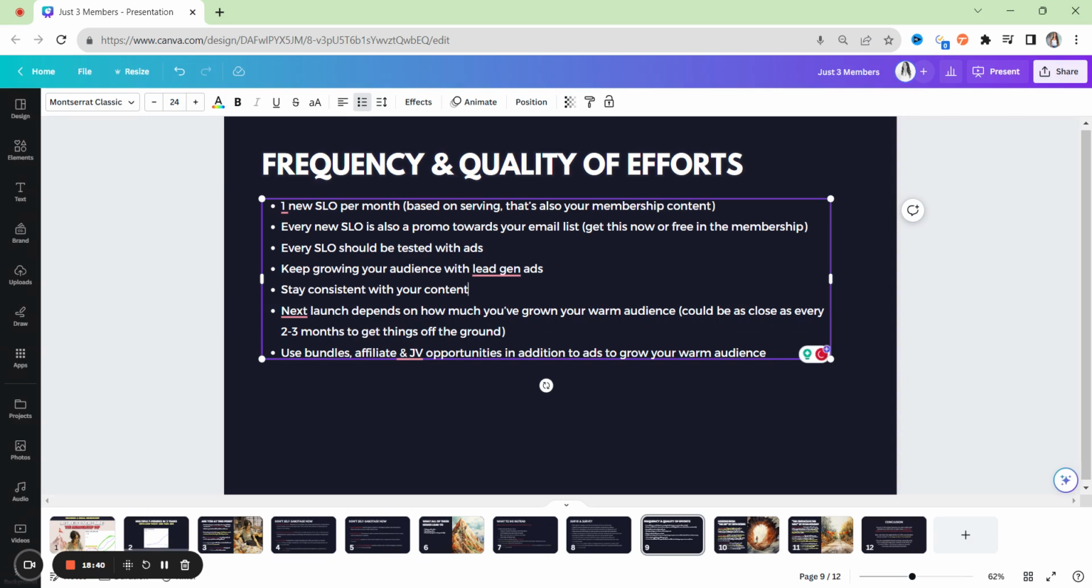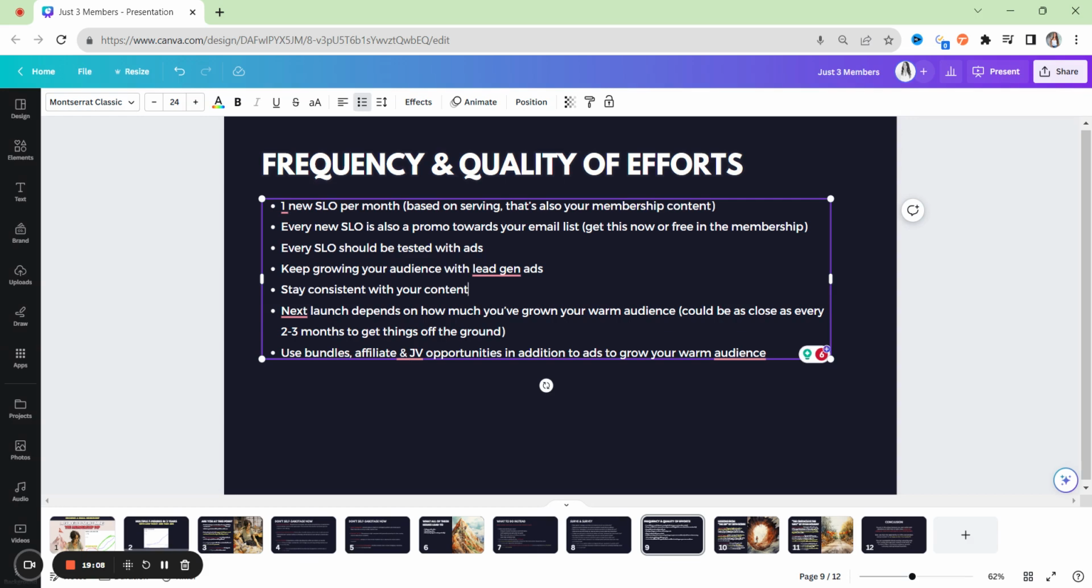Every self-liquidating offer should be tested with ads, right? After you promoted it towards your members and towards your list. Your members should be on your list, and they should know that you're promoting this to others, but they have it for free, again, to anchor that value. Every self-liquidating offer, after you got at least one sale from the email list, or even if not, should be tested with a conversion campaign directly. And I would allocate a budget between $50 and $100 to really, really test it.